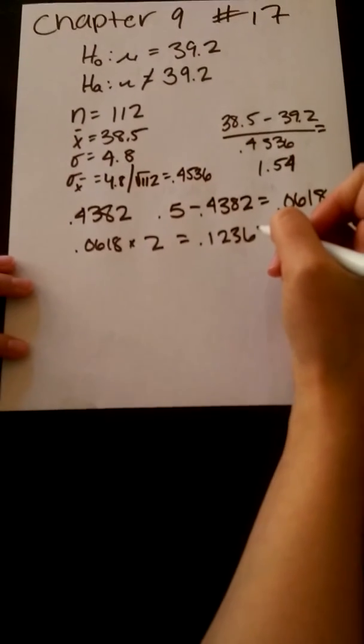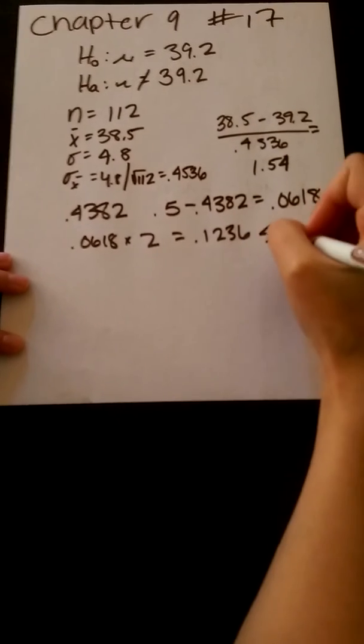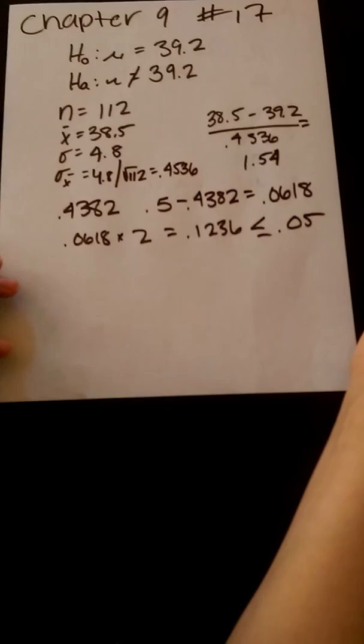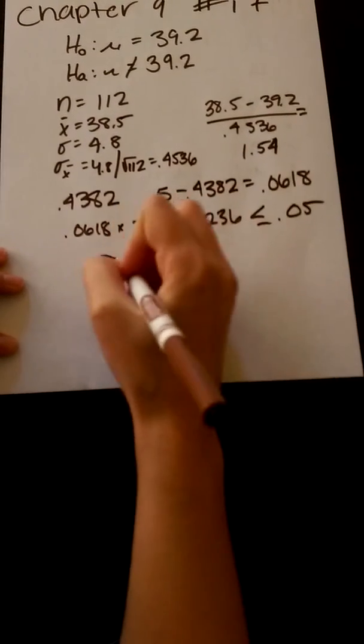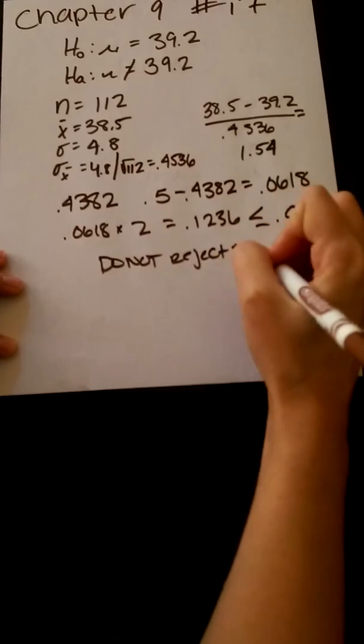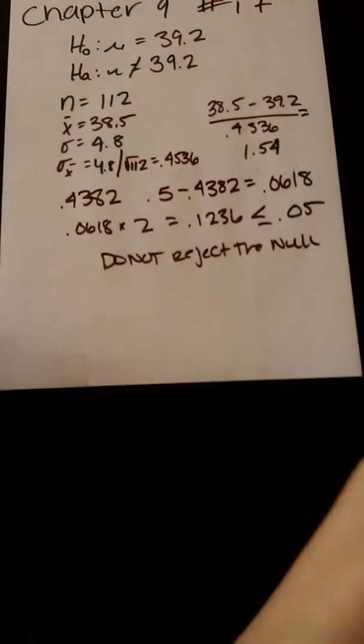And then it says at an alpha of 0.05, can the null hypothesis be rejected? What is your conclusion? Since this is our p-value and it is greater than 0.05, it's do not reject the null. The end.